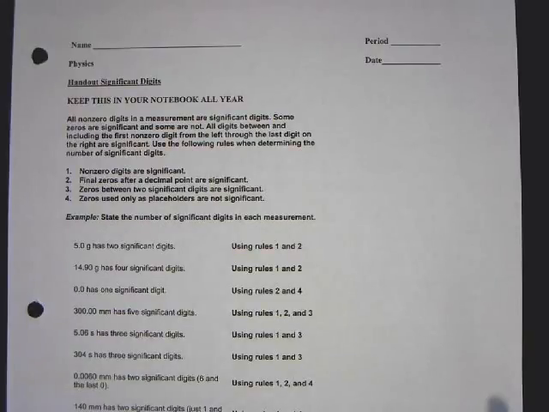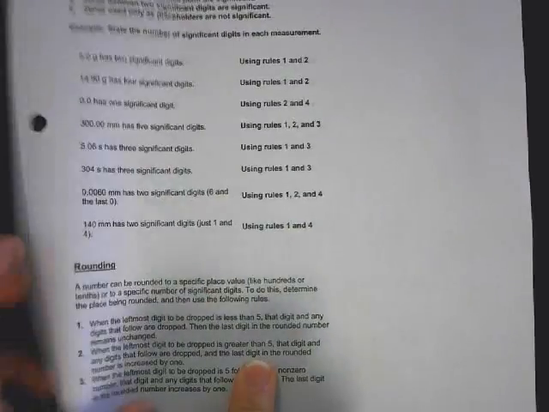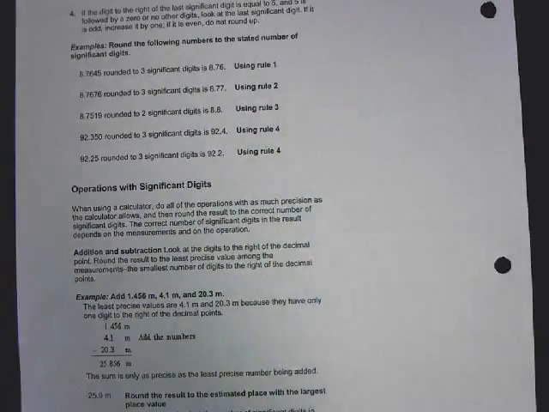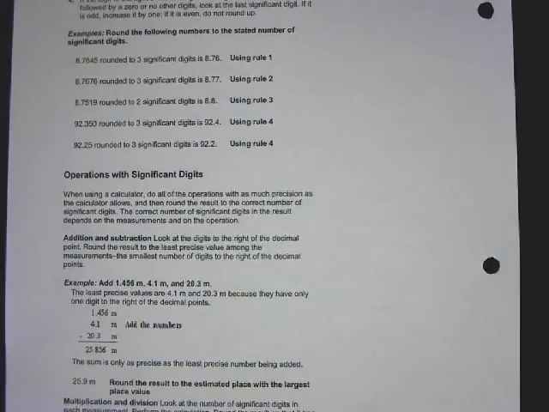All right, now we're going to look at our handout on significant digits. So here's the rules that we went over in the notes. We talked about rounding. So now on the back, it has examples. The first thing you're going to do is, it doesn't matter if it's addition, subtraction, multiplication, or division, you're going to use your calculator and you're going to perform the mathematical function. How you round is different.